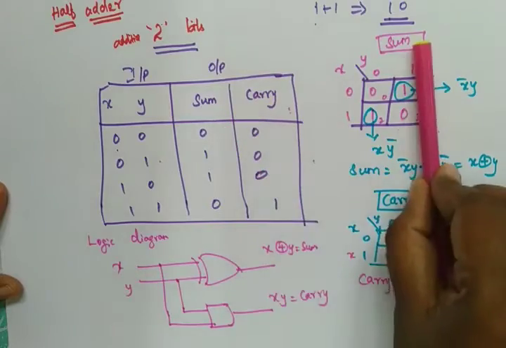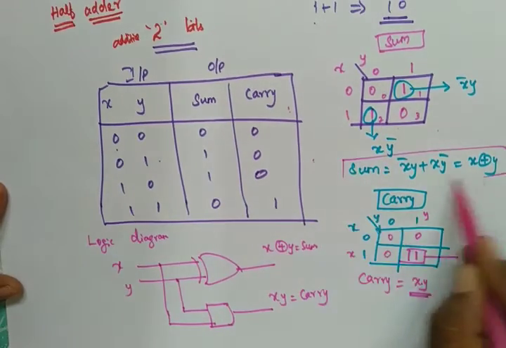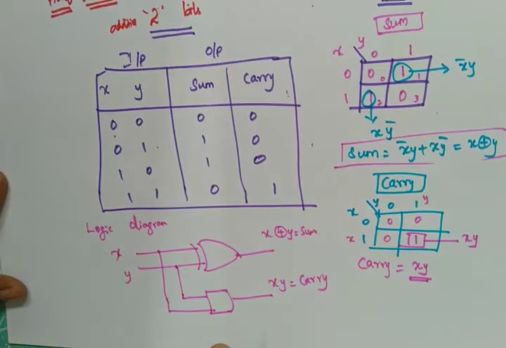This is the K-map for sum. This is the K-map for carry. After this, by using this answer, draw the logic diagram. This is sum, that is x XOR y. This is x and this is y. So this is x XOR y. We are using an XOR gate.